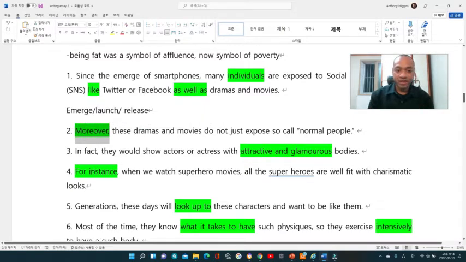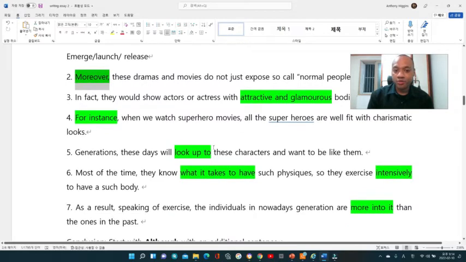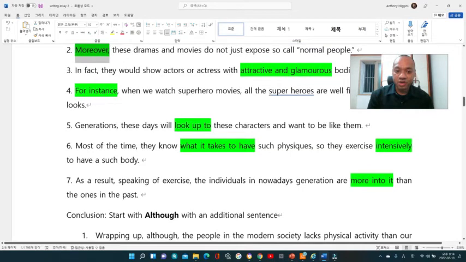These dramas and movies do not just expose so-called normal people. In fact, they would show actors or actresses with attractive and glamorous bodies. For instance, when we watch superhero movies, all the superheroes are well fit with charismatic looks. Generations these days will look up to these characters and want to live like them, want to be like them. Most of the time, they know what it takes to have such physiques, so they exercise intensively to have such bodies. All right, now try to mark these words, which are really good words to use.